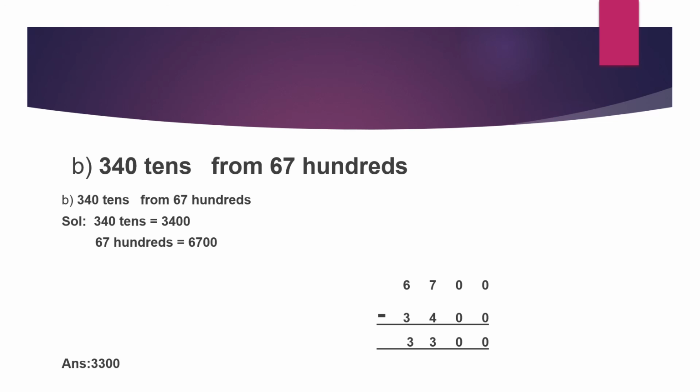Let us now understand how we can subtract 340 tens from 67 hundreds. Now, 340 tens, the value is 3400. And how did we get that value? Same way, 340 tens is the same as 340 multiplied by 10. Similarly, 67 hundreds will be the same as 67 times 100 and its value will be equal to 6700. Now, we can always put 6700 on top and subtract 3400 from it as directed in the question. Now, when I subtract these two numbers, I get the answer as 3300, which is also equal to 33 hundreds.